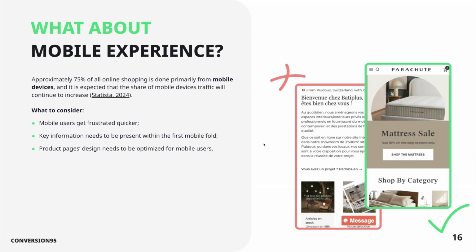And product pages design needs to be optimized for mobile users. Even though the example here is showing a homepage, you can see the difference in visual representation of when we have just a big plain section of text versus when we split the text into multiple sections. We supplement it with images, visuals, icons, whatever to make the consumption of information more seamless and easier for the mobile users. Otherwise, they tend to abandon the pages quicker.